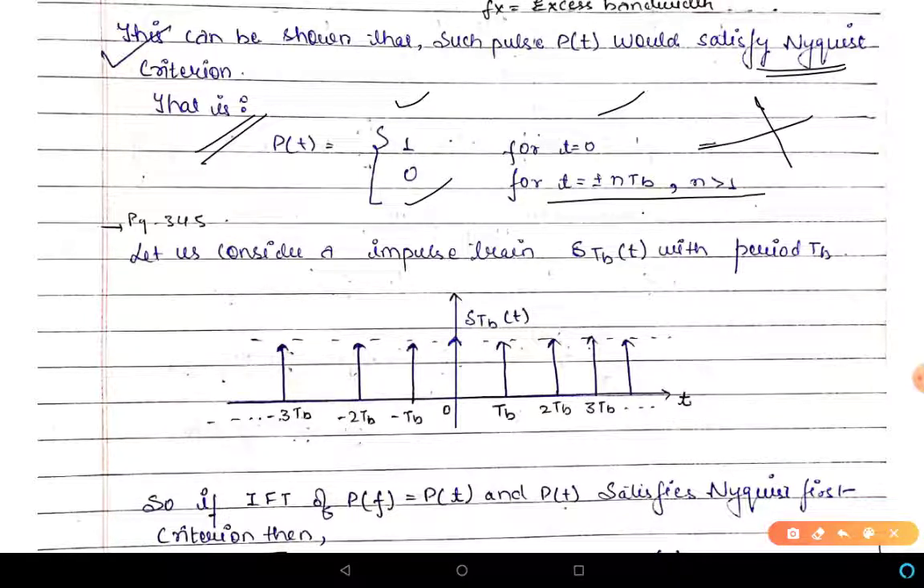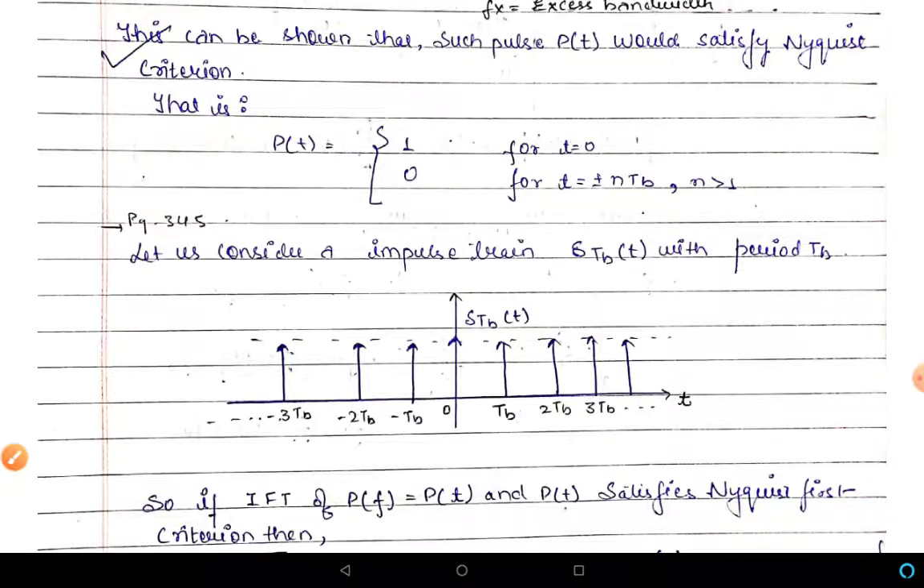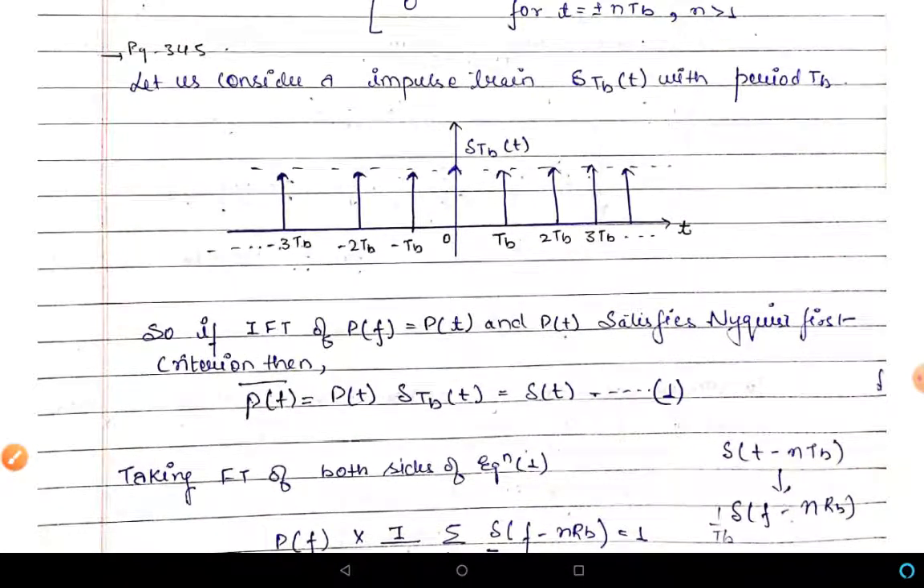A pulse is like this, that is from minus RB to plus RB. This is a pulse in the frequency domain. So the question is whether this pulse satisfies this criteria, which is an important question. Now to prove this, what we have done is we have taken a pulse train. Delta TB is a pulse train. TB indicates that this is the period of the pulse train. So it is like a comb function. These pulses are occurring at TB intervals.